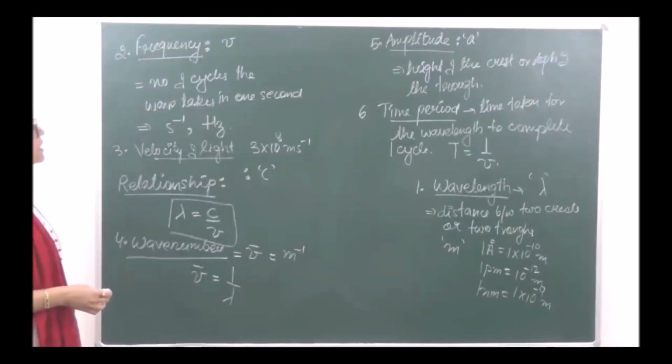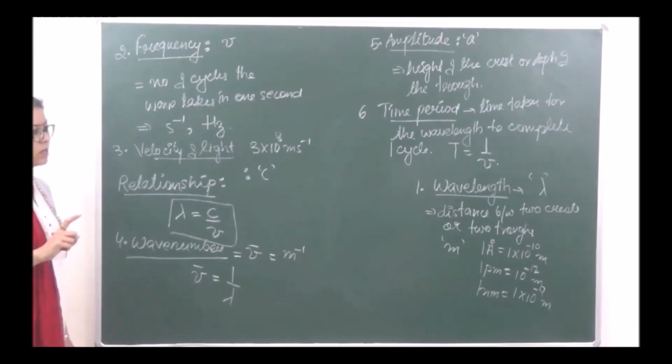Right? So we've done 6 characteristics of a wave. The first one is lambda, wavelength, the distance between 2 crests or 2 troughs. The second one is frequency, the number of cycles the wave takes in 1 second. Then the velocity of light. Whether we are talking of a material medium or vacuum, it has almost the same value. There is a very slight difference in vacuum, it travels with the speed of 2.8 to 2.9.